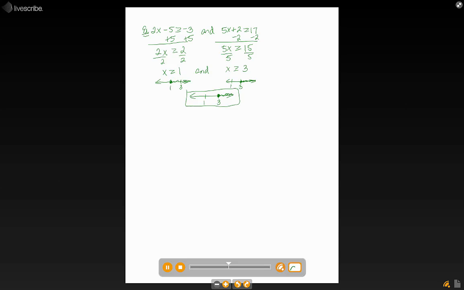So in interval notation, what would it look like? 3 comma infinity. Is 3 included? Yep, so I put a bracket. Is infinity included? No. The better answer is never. So parentheses for that guy. So there's my interval notation.